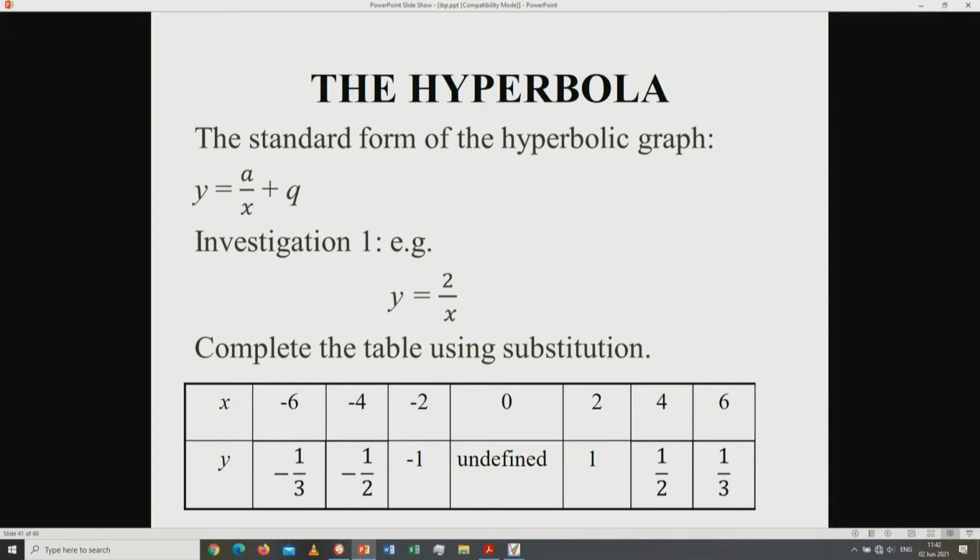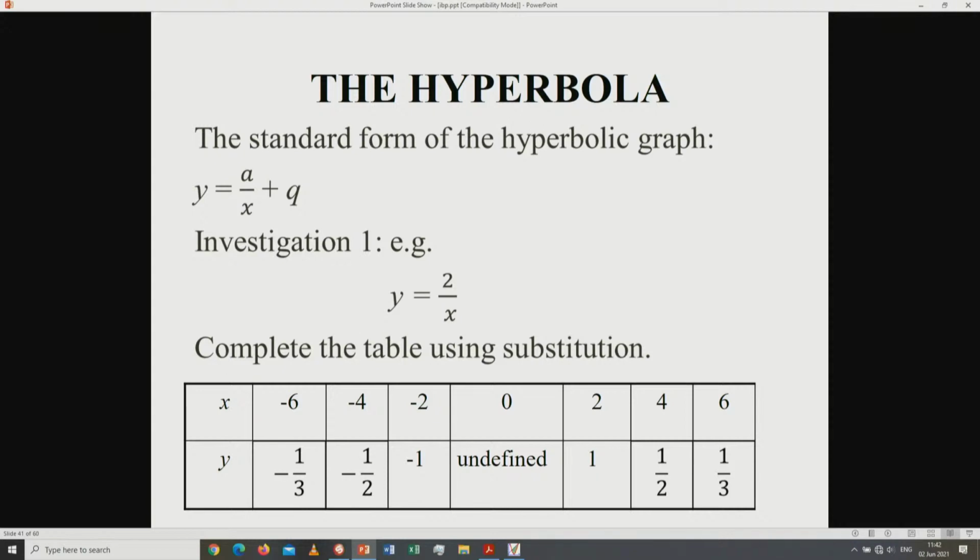Right, now we have the investigation here, y is equal to 2 divided by x. Now we say complete the table using the substitution method. We have the values of x that you can substitute, and this is what you'll get. If x is minus 6, then you get minus 1 over 3. If it's minus 4, then you get negative 1 over 2.